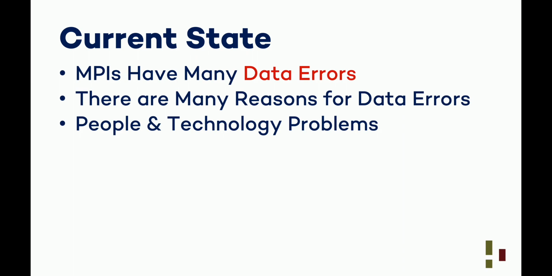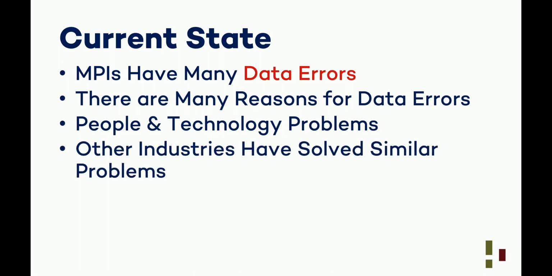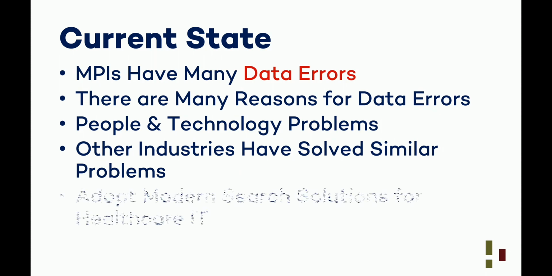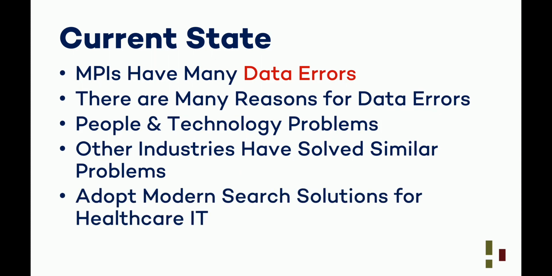And really the most important part we will learn today is that other industries have solved similar problems already, but healthcare is behind those industries. And for us to be able to find patients with so many errors we have in our systems, we must adapt as well and implement these modern search solutions for our industry that others have done much better. So let's dig into the content to get a better understanding of the errors, of the technology and people problems, and then how we can solve it with solutions from another industry.